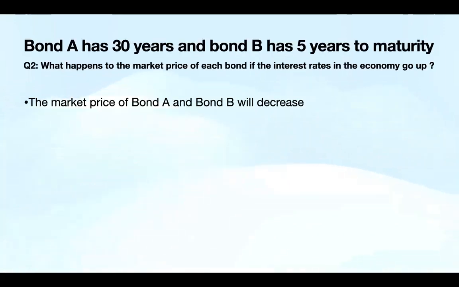For the second question, what happens to the market price of each bond if the interest rate in the economy goes up? So both bond A and bond B will be affected by the increasing interest rate. Their market price will decrease and they will lose some value in the market. This is because investors will not want to buy bonds in a high interest rate because they will get a lower return. So as a result, those bonds will decrease in value and cost a lower price.